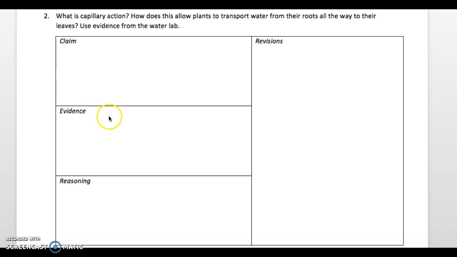So I would think here, when we're looking at the evidence, we want to draw a diagram of the activity in the water lab where we put the straw and the small capillary tube into the colored water, and we saw the water move up in the really, really small capillary tube. And from that, we're going to describe what we believe capillary action is and how it might work.